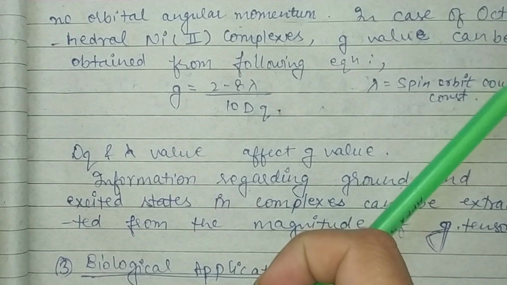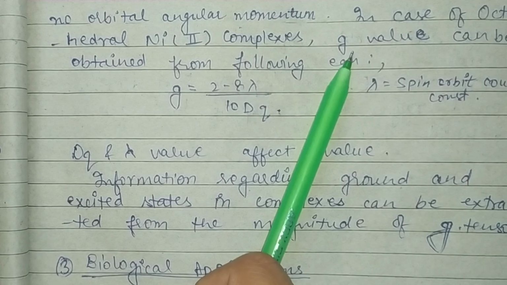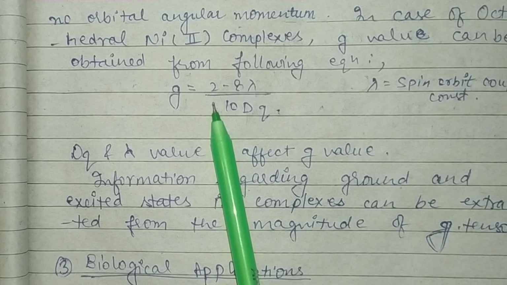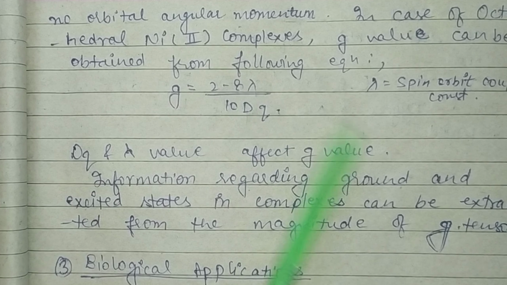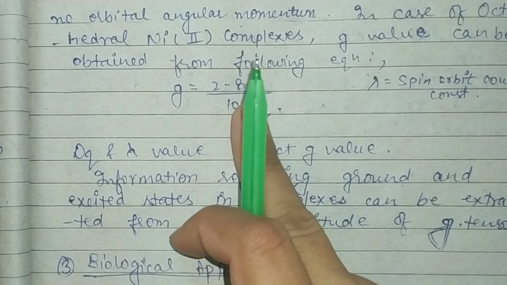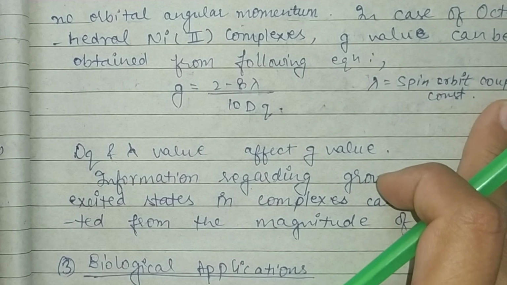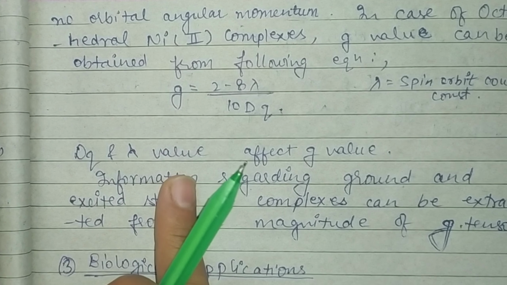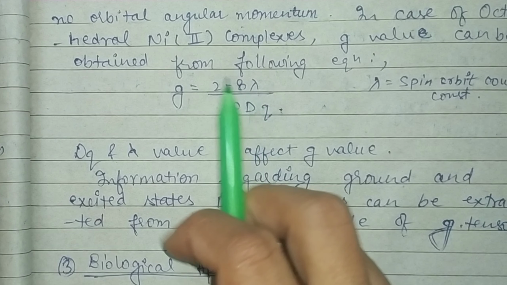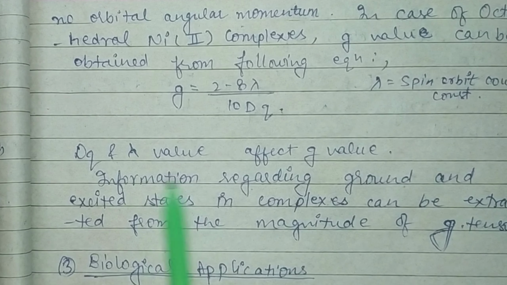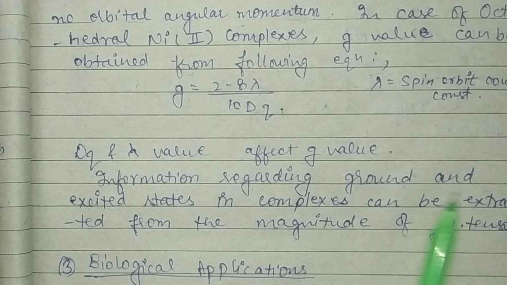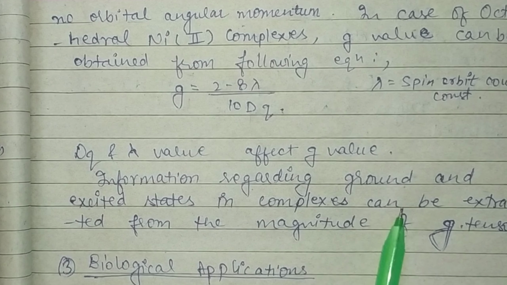In case of an octahedral nickel complex, the g value can be obtained from this equation: g equals 2 minus 8 lambda upon 10 Dq. Here lambda is the spin orbital coupling constant. Dq and lambda values will affect the value of g. Information regarding ground state and excited state in complexes can be extracted from the magnitude of the g tensor.